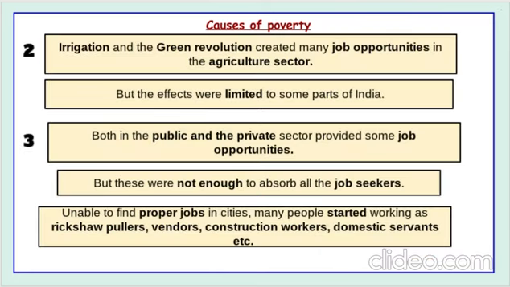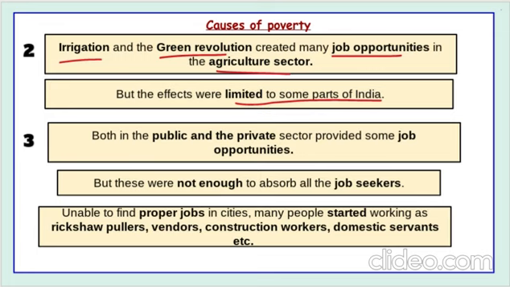The next cause was irrigation and the green revolution. It created many job opportunities in the agriculture sector. Many people thought that okay, there are now irrigation facilities and the green revolution also, so there were many job opportunities. But again, the effects were limited to only some parts of India. Only in some parts of India was this opportunity available.